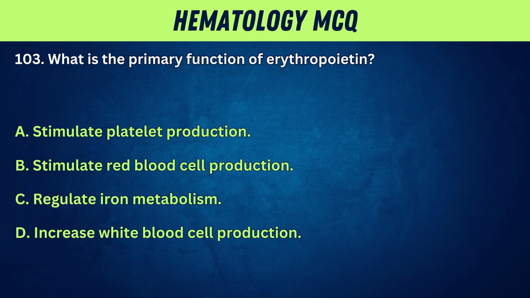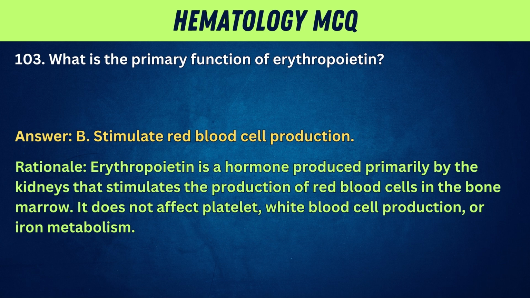103. What is the primary function of erythropoietin? A. Stimulate platelet production. B. Stimulate red blood cell production. C. Regulate iron metabolism. D. Increase white blood cell production. Answer: B. Stimulate red blood cell production.